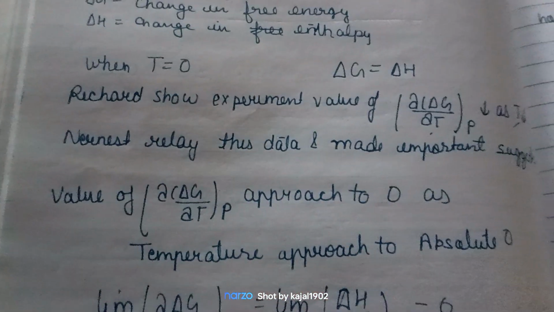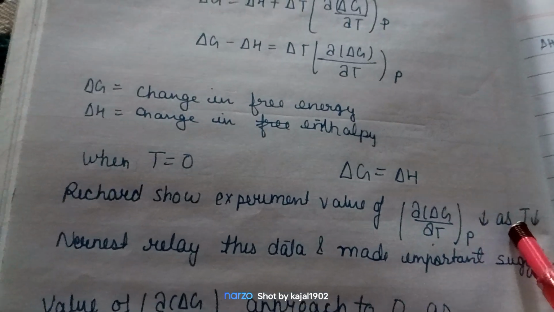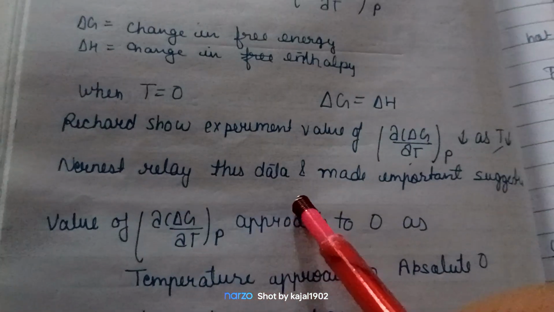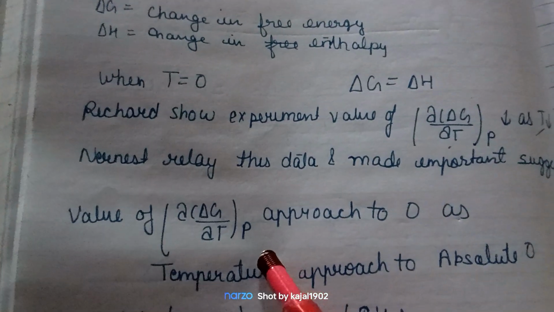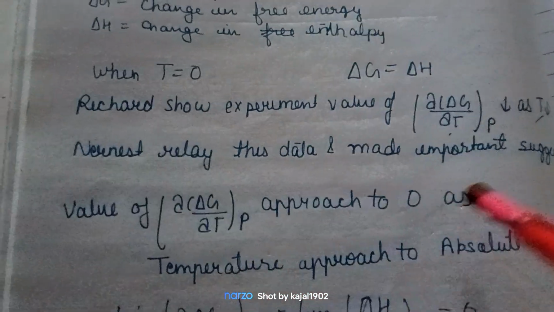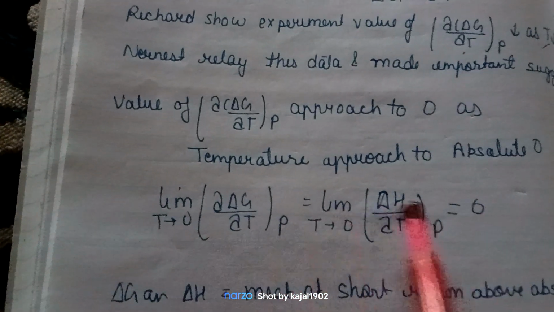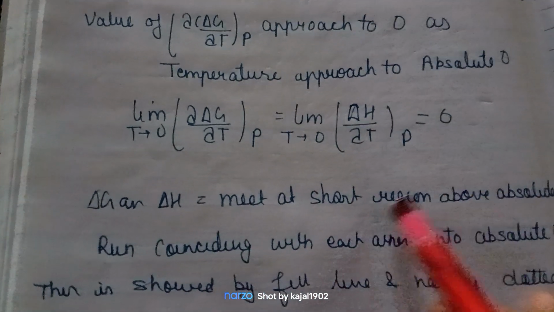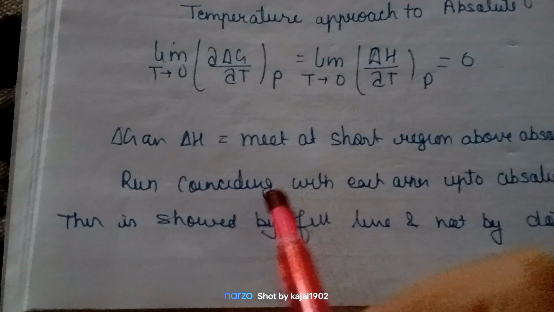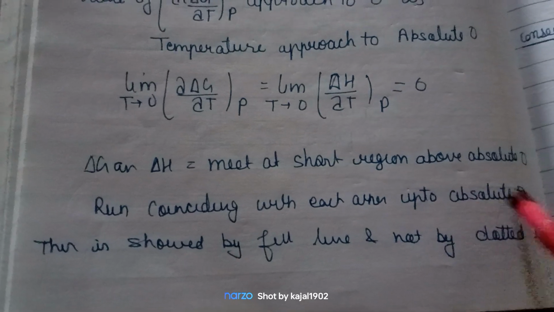So the experimental value of this decreases as T decreases. Nernst analyzed this data and made an important suggestion that the value of this approaches 0 as the temperature approaches absolute 0. So ΔG and ΔH meet in a short region above absolute 0, coinciding with each other at absolute 0, as shown by the full line, not by the dotted.